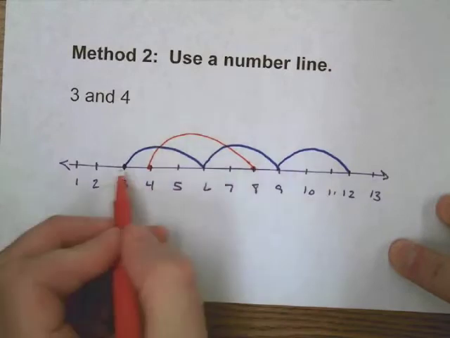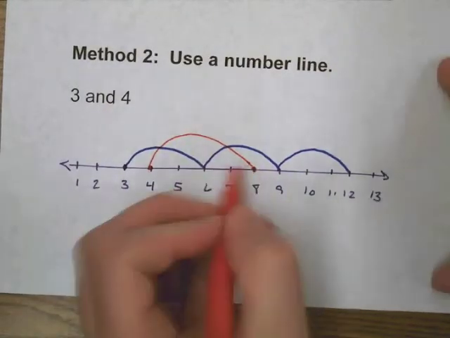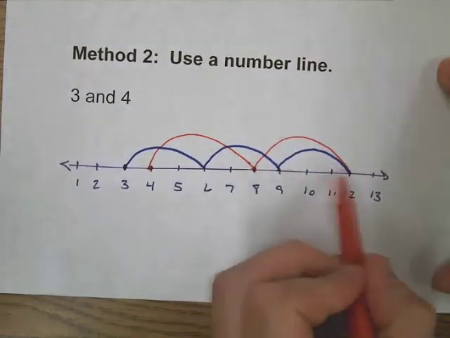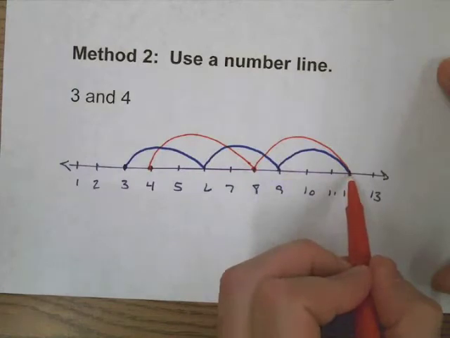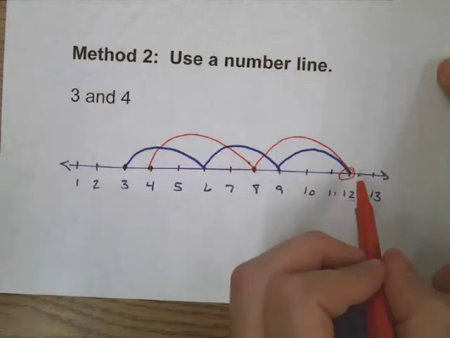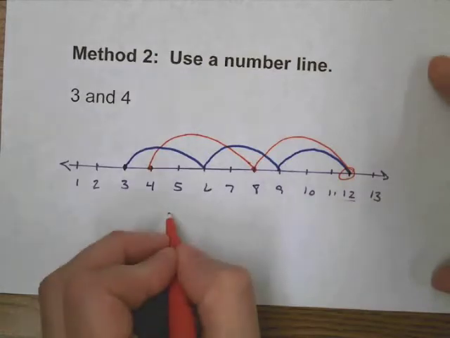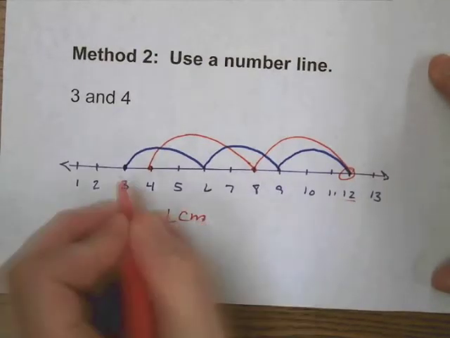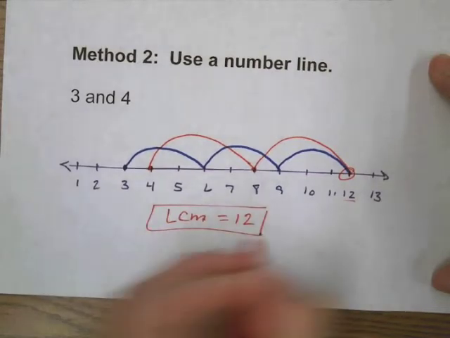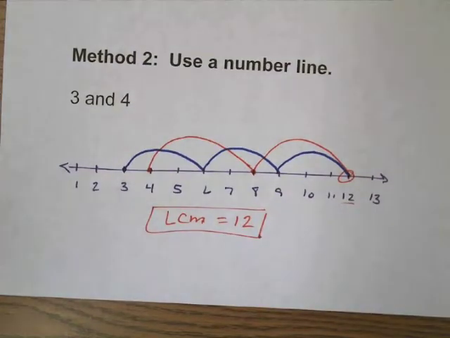So far, these two numbers do not overlap. But 4 times 3 lands on 12. And 12 is also the same point that 3 landed on. So at this point right here, this number 12 is the first time we have both 3 and 4 landing on. So we could say that the least common multiple of 3 and 4 is 12. We can use that number line to show those jumpings, and where they overlap, those are common multiples.